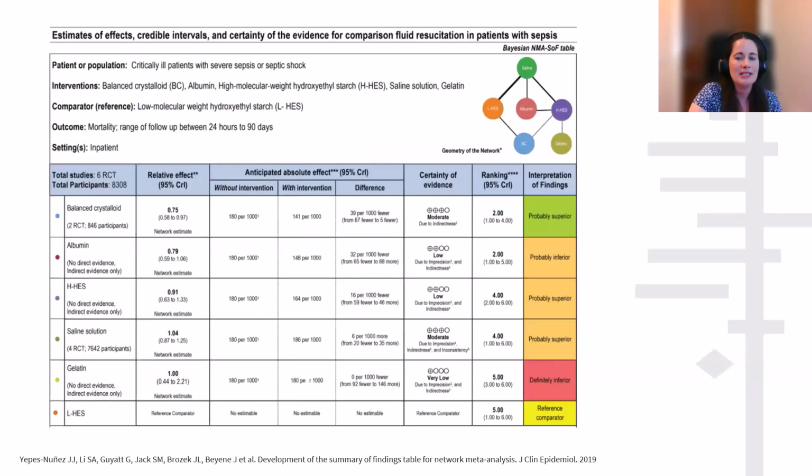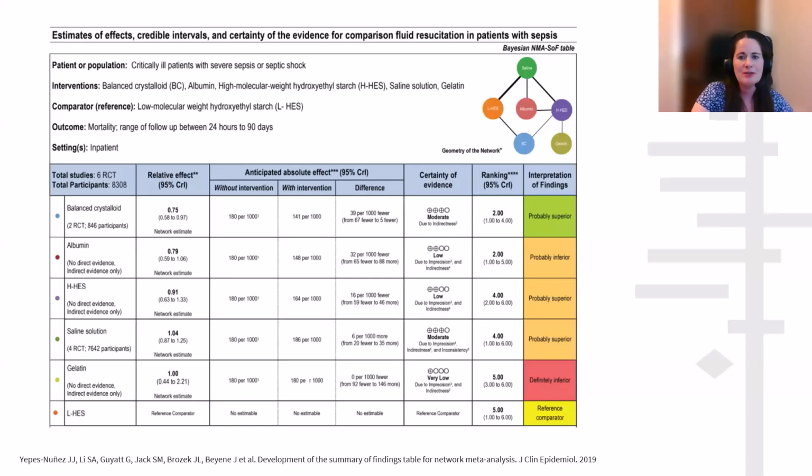Included in the paper is an example of how a summary of findings table could appear. The top section of the table is similar to what is usually presented in a standard summary of findings table. It is a description of the PICO, so the population, the interventions included, the comparator, the outcome, and the setting. The difference here is that the table includes multiple interventions and only one outcome, where usually a summary of findings table showing a pairwise meta-analysis would only have one intervention and multiple outcomes. At the top of the table is also a network diagram for this outcome.